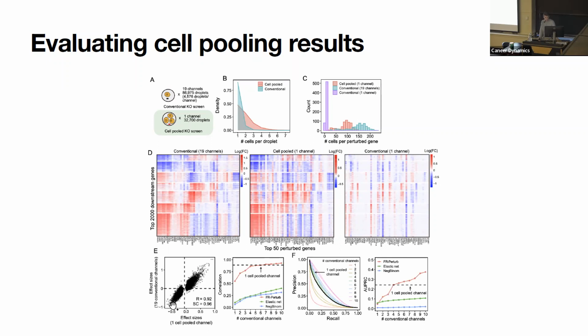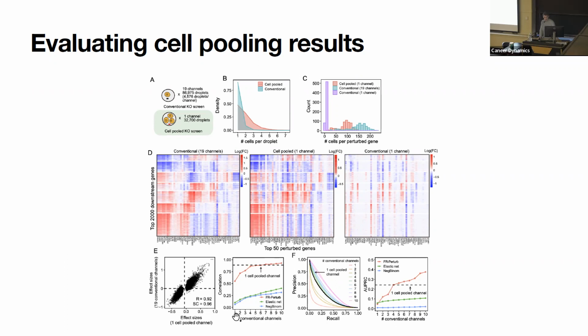First of all, we can look at a correlation in the effect sizes, where on the x-axis I'm showing you effect sizes learned from our 1 cell pooled channel, where each dot represents the effect of perturbation to one of the 600 genes on the expression of any gene in the genome. And the y-axis shows you effect sizes that we learned from the 19 conventional channels. So they're pretty highly correlated, about 92%. Sign concordance is about 96%.